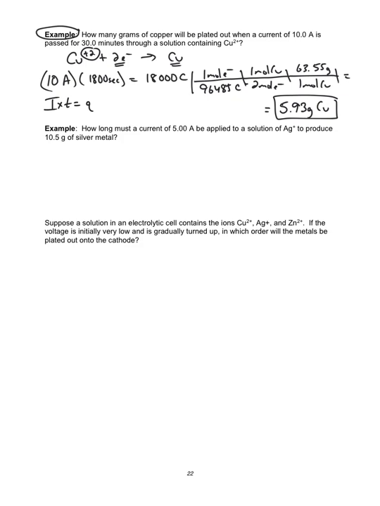How long must a current of 5 amps be applied to a solution of silver to produce 10.5 grams of silver metal? Well, now we know the mass of silver metal desired, and we're trying to figure out the length of time. Hopefully you're starting to recognize that this is exactly the previous problem, but backwards.